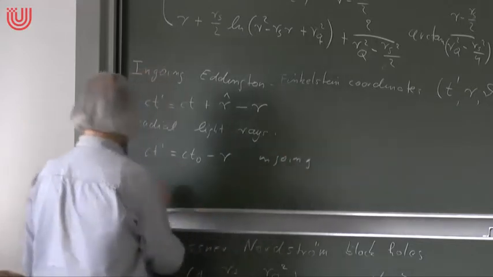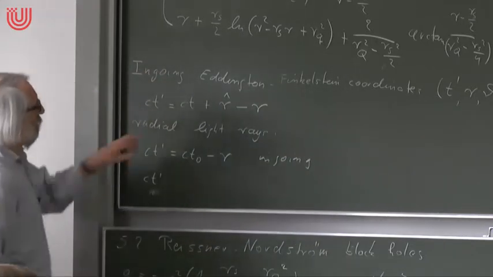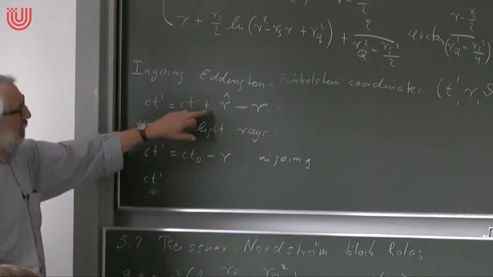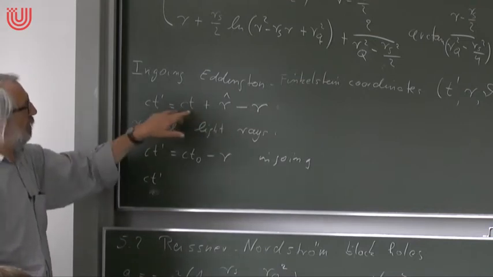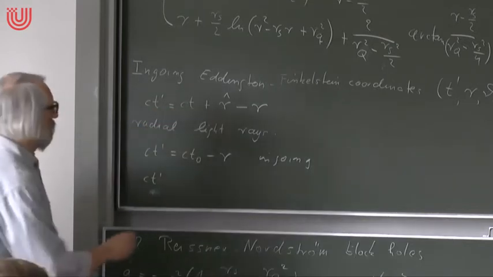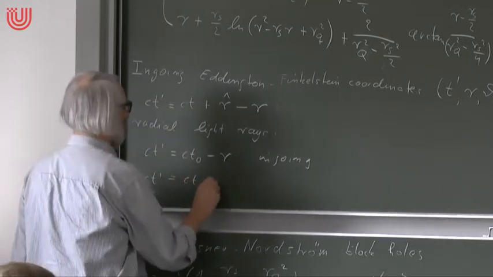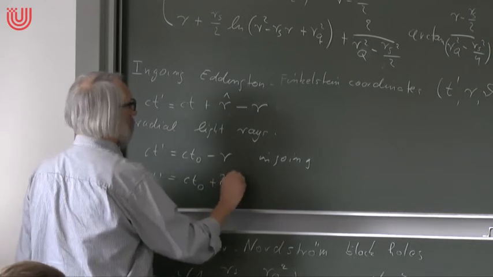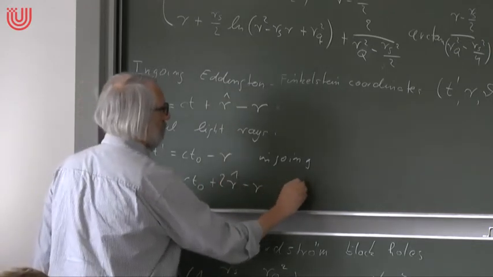And for the outgoing, I get it with a factor 2. So for the outgoing one, I have minus ct equal to r hat. So ct is another times plus r hat, so I get 2 times r hat. So this is ct prime equals ct naught plus 2 times r hat minus r. So these are the outgoing ones.